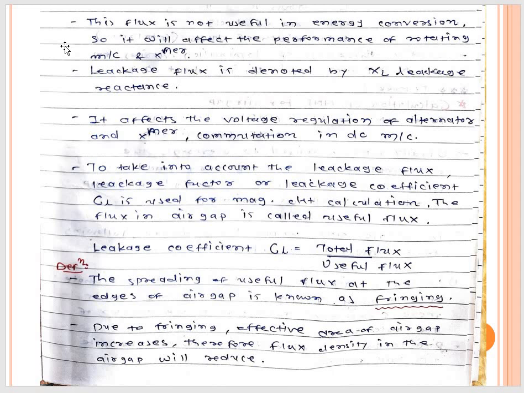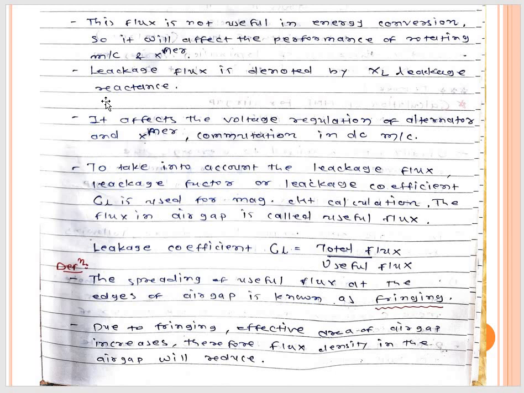So it will affect the performance of rotating machines and transformers. Leakage flux is denoted by XL, where XL means leakage reactance. It affects the voltage regulation of the alternator and the transformer, and also it will create problems for commutation in the DC machine.